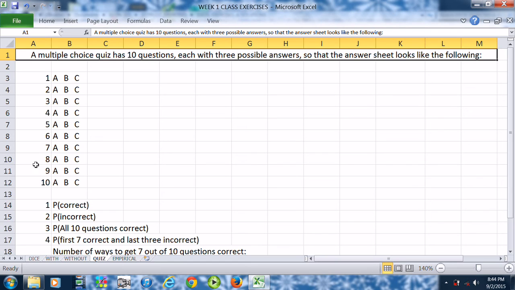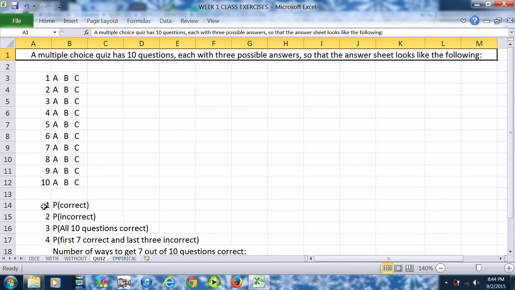So this here is an example of what an answer sheet might look like. 10 questions. Each question has 3 possible answers. We can call them A, B, and C. We're going to randomly circle answers on this answer sheet without even reading the questions on the quiz.